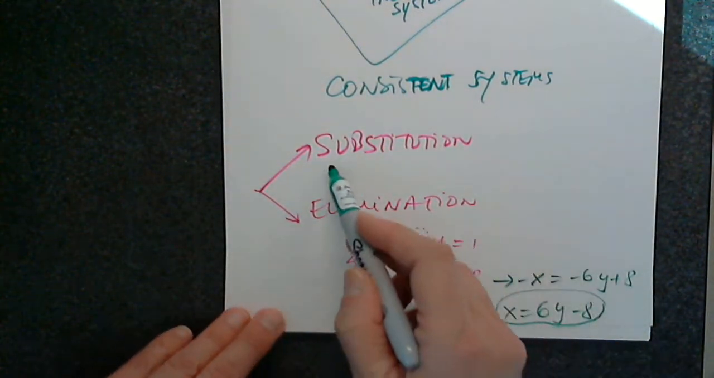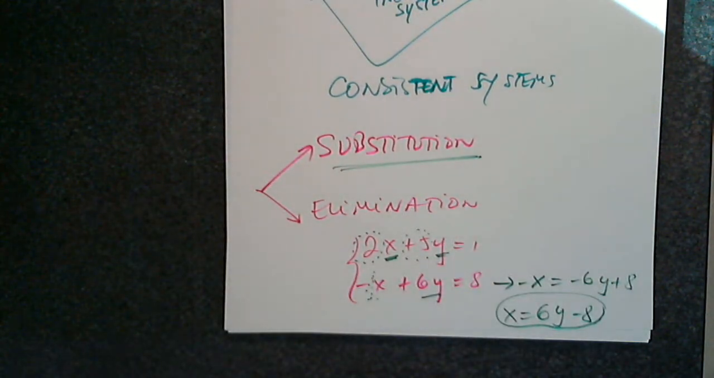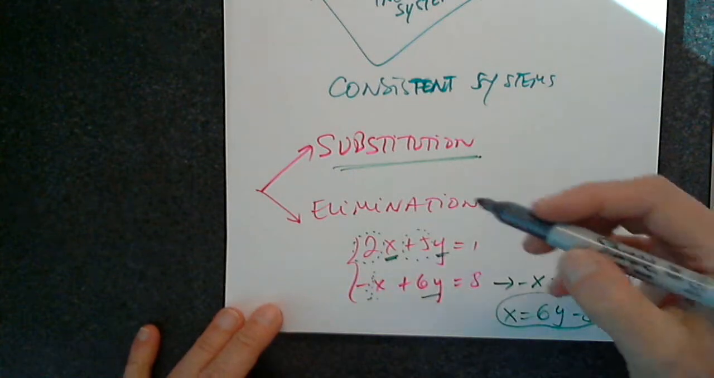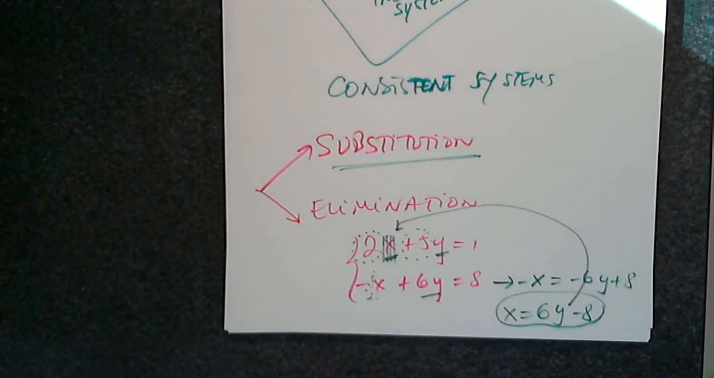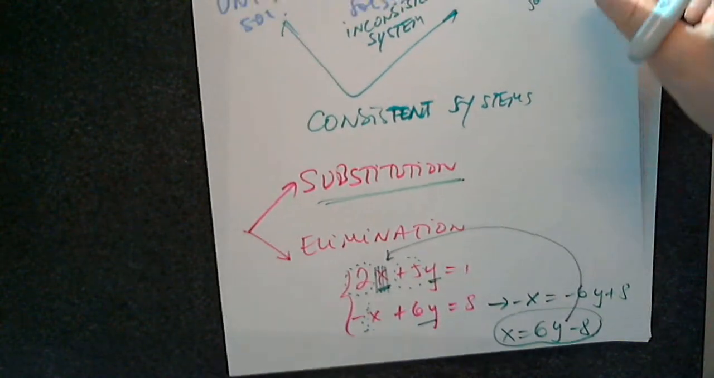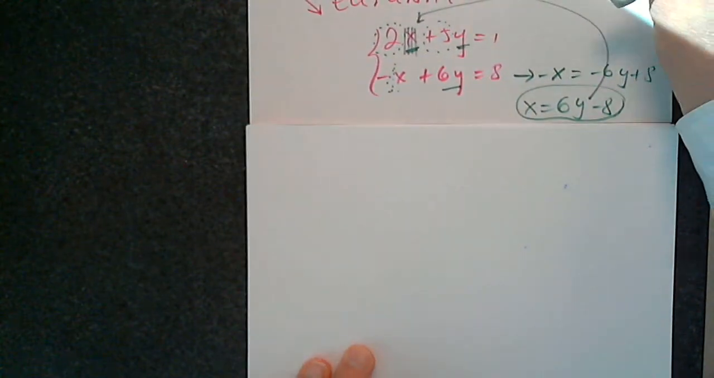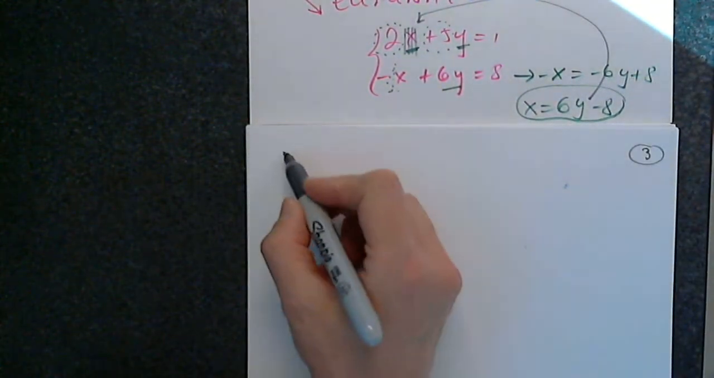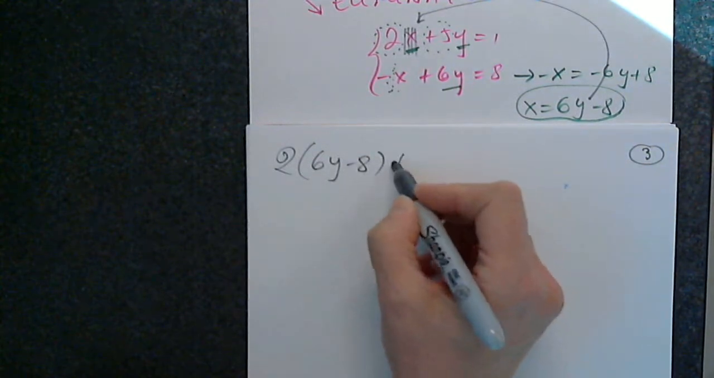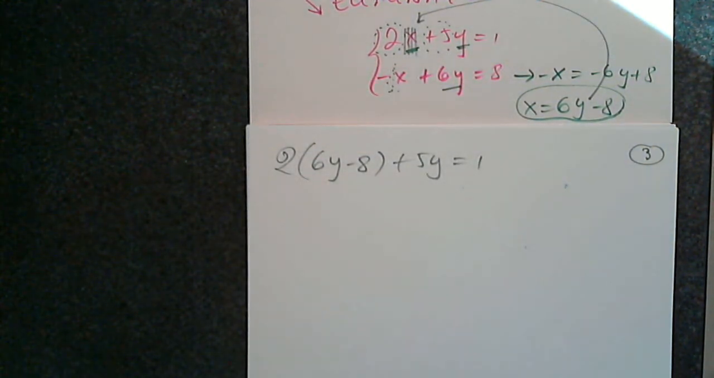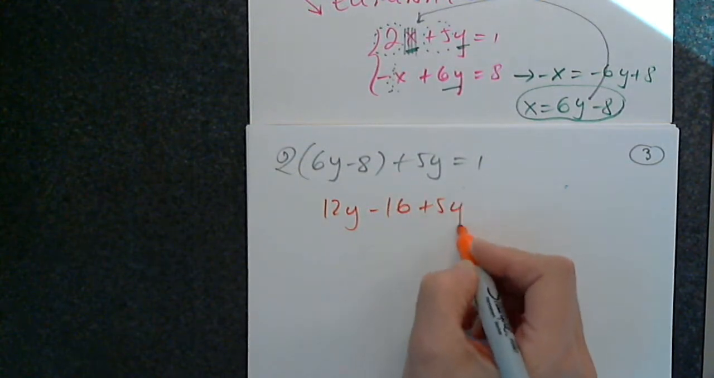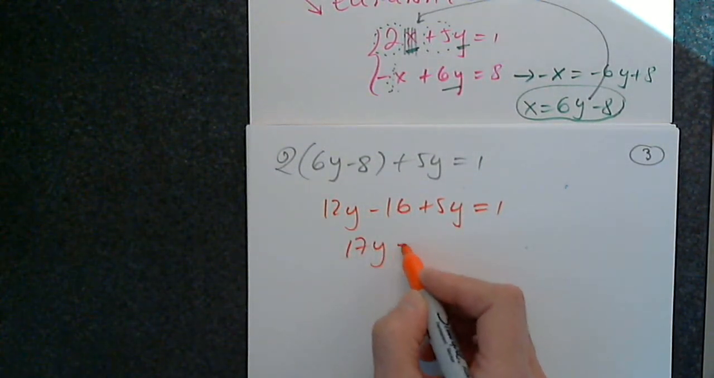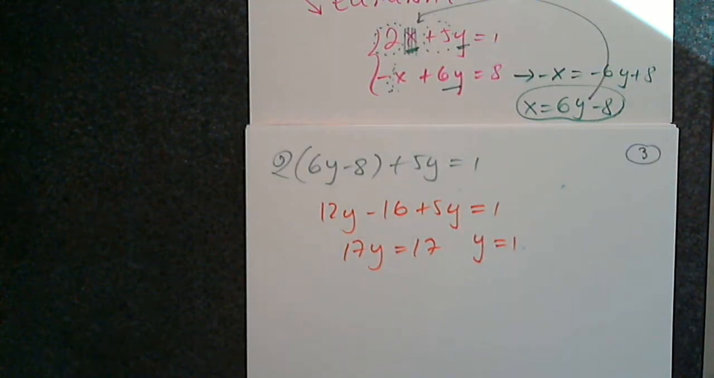What do I do next when I use substitution? Yes, I plug in the first equation. So I will replace x right here by 6y minus 8. And now what did I do? I created an equation with only one variable, and that's what I wanted to do. So then 2 parentheses 6y minus 8 plus 5y equals 1. This I know how to solve. It's a linear equation. I will distribute, combine like terms, etc. So then 12y minus 16 plus 5y equals 1. So this is 17y equals 17, so y equals 1.